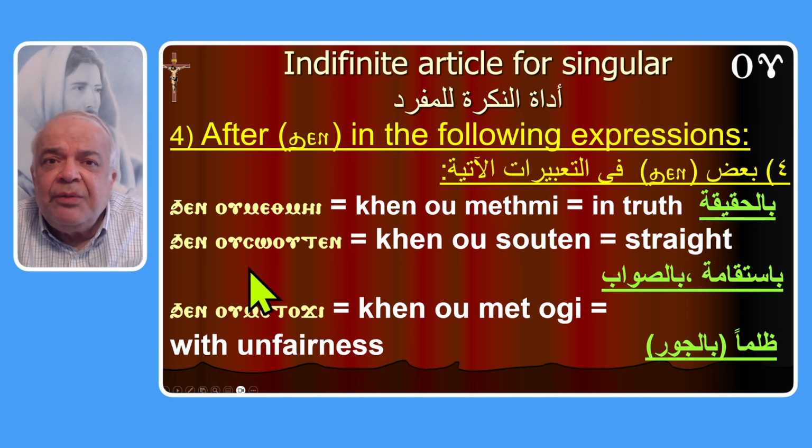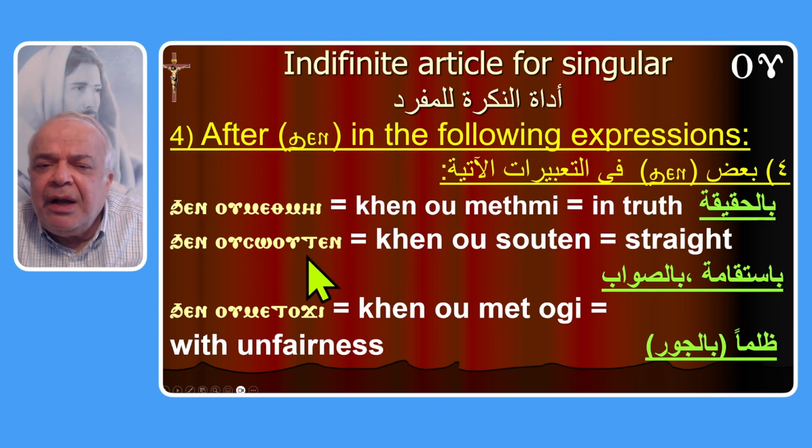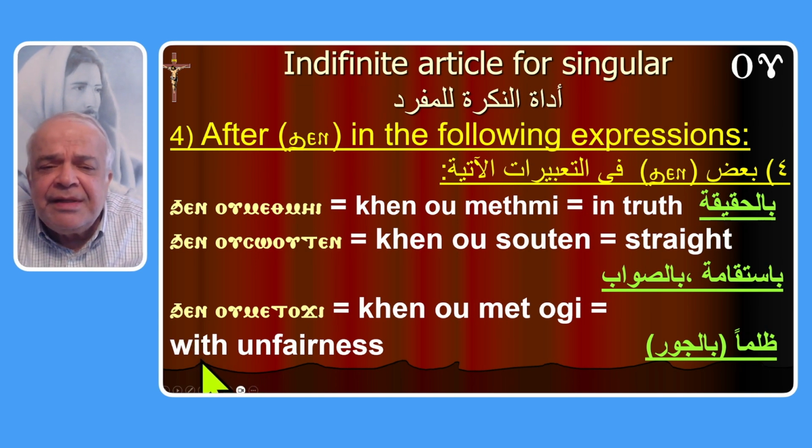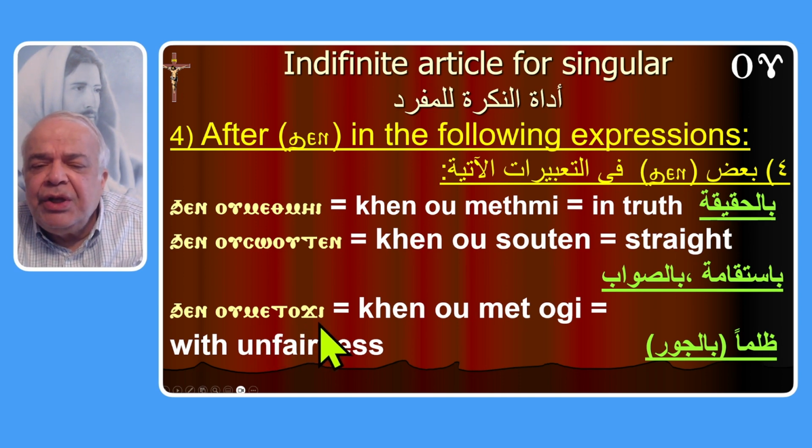Another word here, the word sotein, means straight. Chen o sotein means with straightness. Third example, the word met-ogi. Ogi means a person who is unfair. Unfair person.